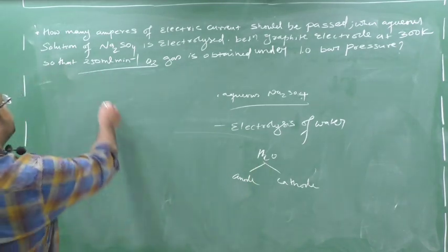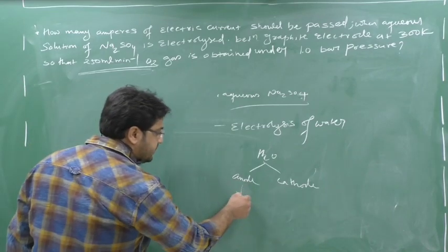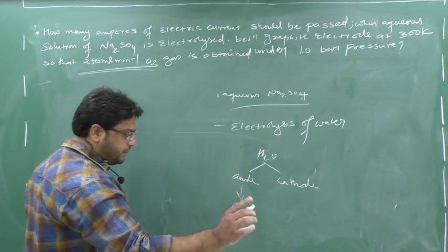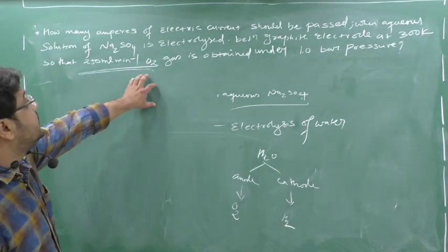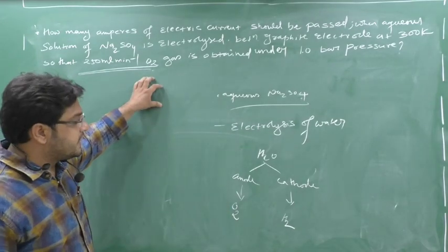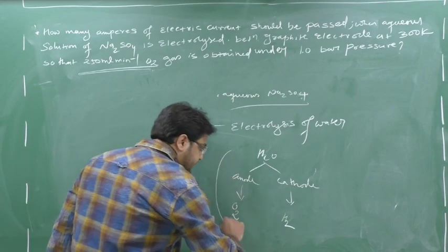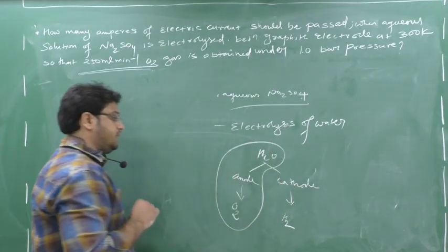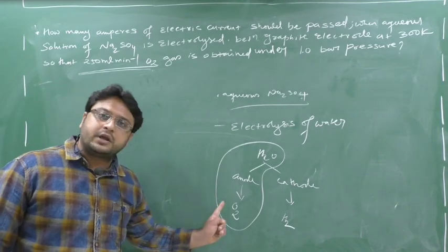Now in the question they have given oxygen, means at the anode oxygen is depositing and at the cathode hydrogen is coming, and in the question they have given oxygen gas. They have not given hydrogen gas. Means the question itself is telling us to solve the problem by taking the anodic reaction of water.